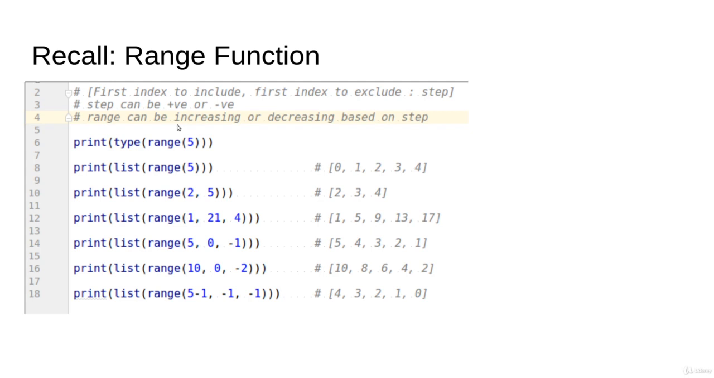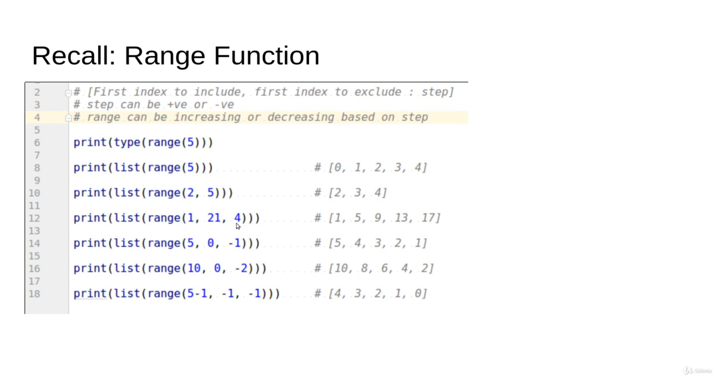The range can be increasing or decreasing based on the step. A range of 5 is just 0, 1, 2, 3, 4. This range is actually not something that is ready for you to use in the memory. You can iterate over it, or you can use a list over this range to get 0, 1, 2, 3, 4. Range of 2, 5 will start from 2, keep going till 5, but 5 will be the first index to exclude, and so on.